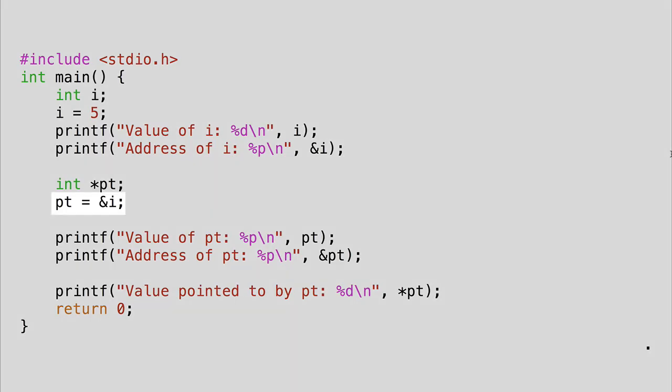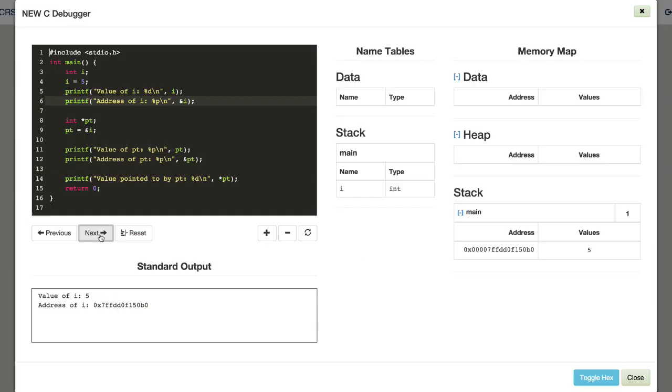Using the ampersand operator again, we assign the address of I to pt. Remember that when using an assignment statement, the new value of the variable on the left-hand side is the result of evaluating the expression on the right-hand side. Now we say that pt points to I, or I is pointed at by pt.